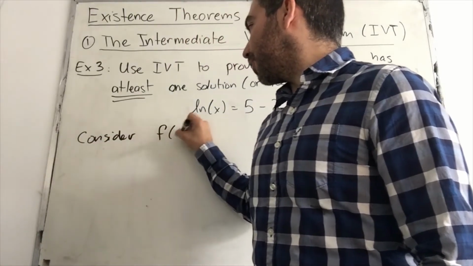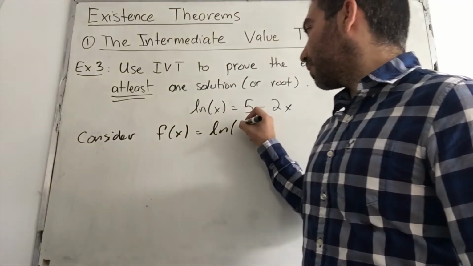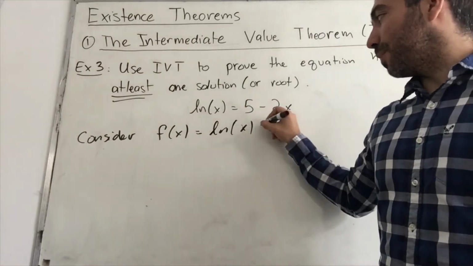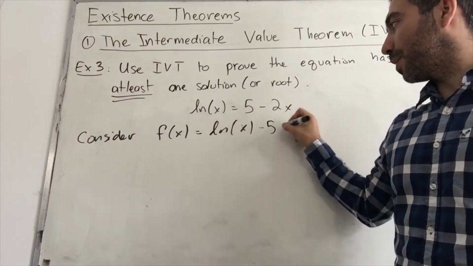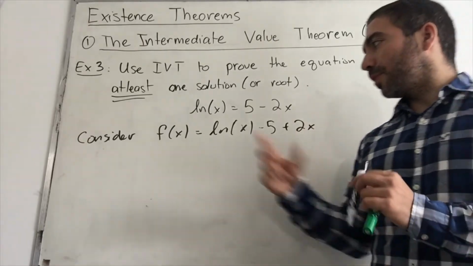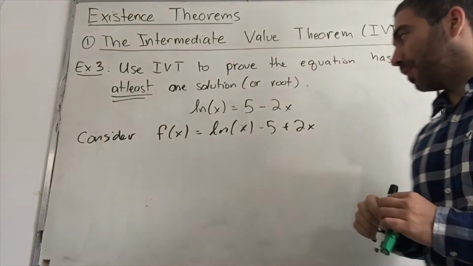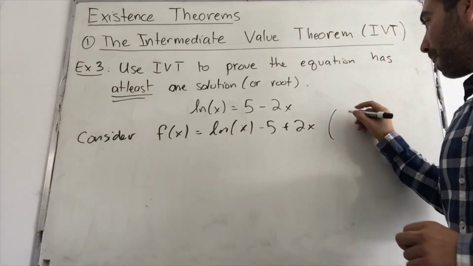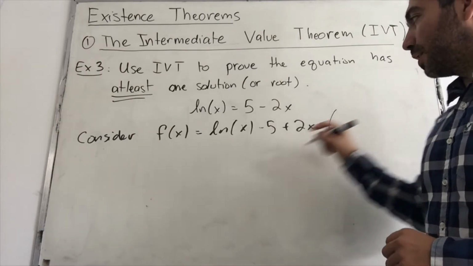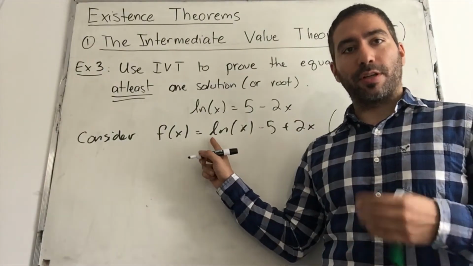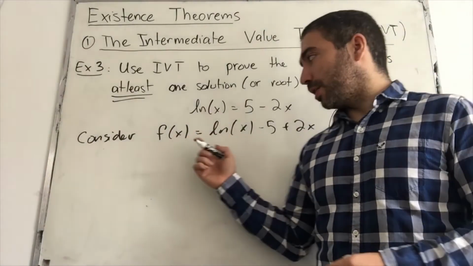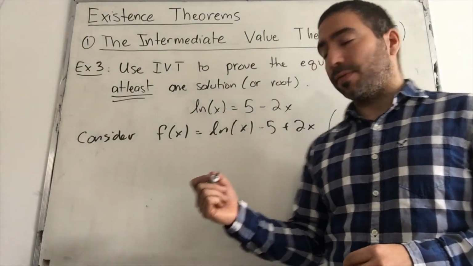So we consider the function ln of x minus 5 plus 2x; we bring the 5 over, it becomes minus 5, and bring the -2x over, it becomes positive 2x. Is this function continuous? Yes. This is continuous because logarithm functions are continuous on their domain, so it's continuous for all positive x values.